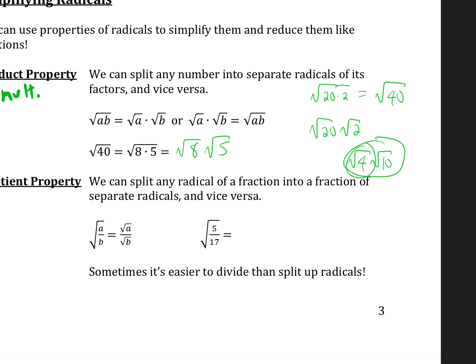But in general, as long as it multiplies to what's under the radical, you can split it or combine it. So if we had square root of 2 times square root of 3, that could equal square root of 6. You can go the opposite direction too.